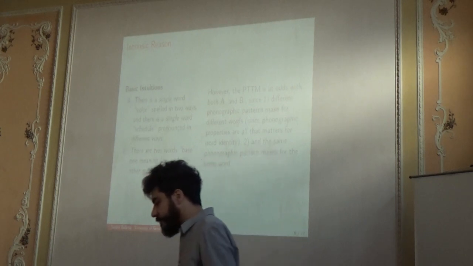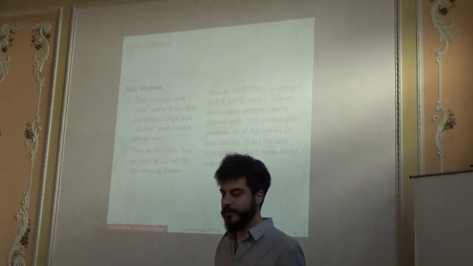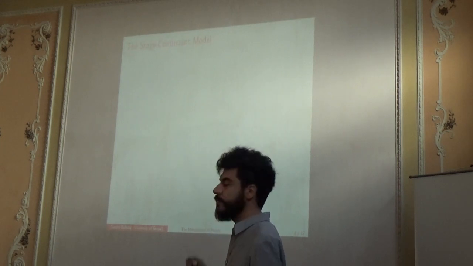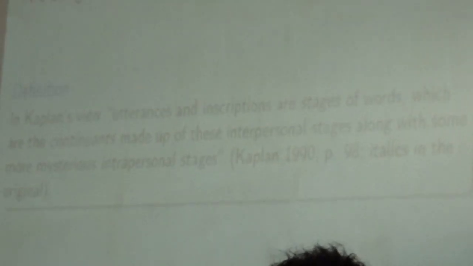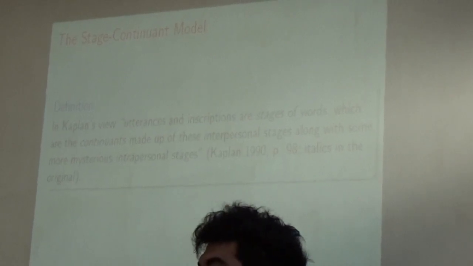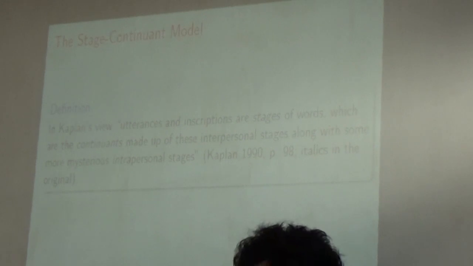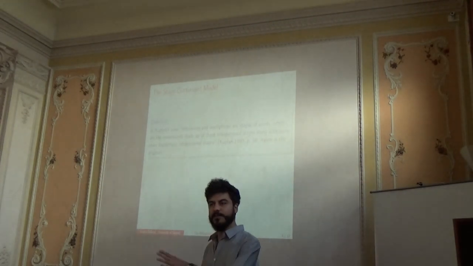So instead of modifying and reinforcing the type token model, we choose to abandon the type token vocabulary and propose a radically different alternative, which is the stage continuum model. In Kaplan's view, utterances and inscriptions are stages of words, which are continuants made up of these interpersonal stages along with some more mysterious interpersonal stages. This is the quote from Kaplan. Anyway, stages are like tokens, so there's no problem. They are concrete, perceivable entities, and that's it. The problem is, what is a continuant, and what is the relationship between the continuant and the stages?